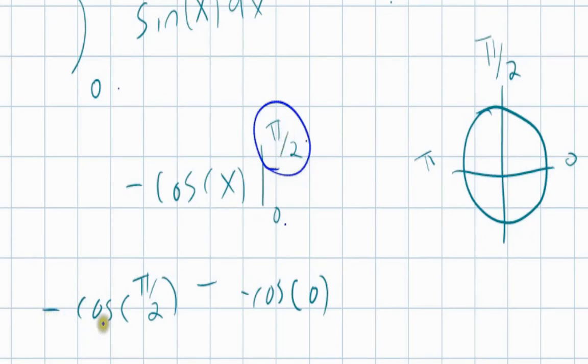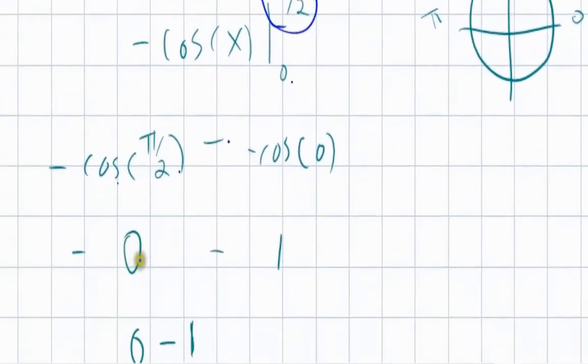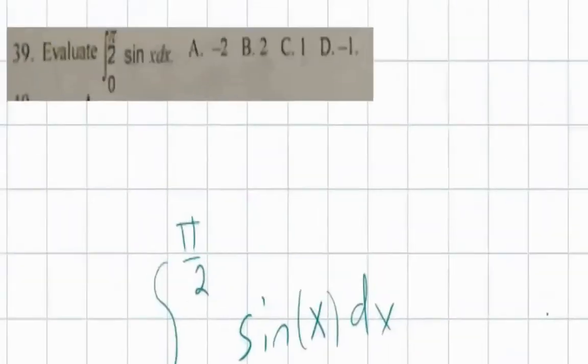So the negative cosine of pi over 2 minus the negative cosine of 0. The cosine of pi over 2 is just 0, and the cosine of 0 is 1. You can see that over here, the cosine of 0 is 1, and the cosine of pi over 2 is 0. So you're just taking 0 minus 1 essentially, so your answer is negative 1, which is option D.